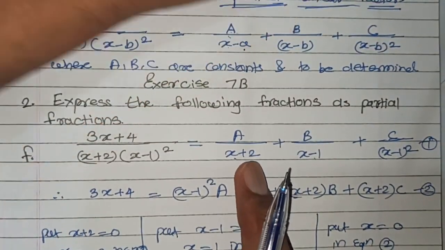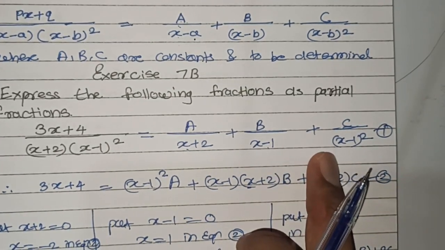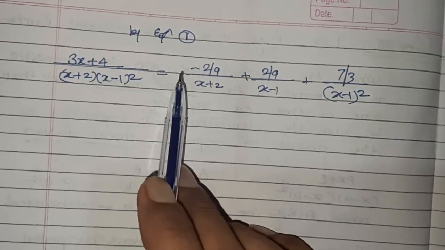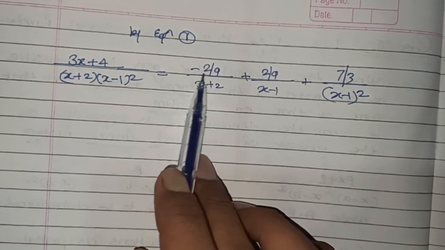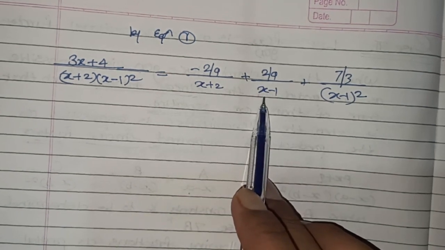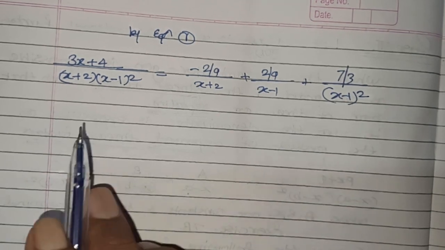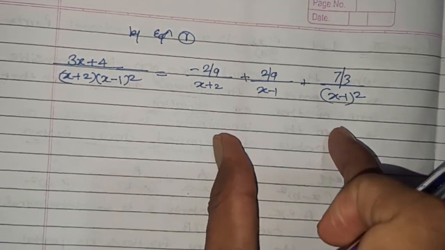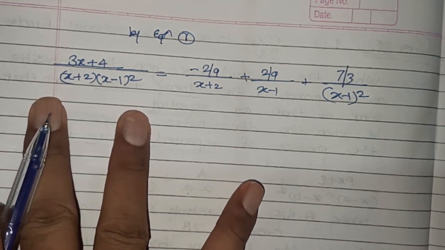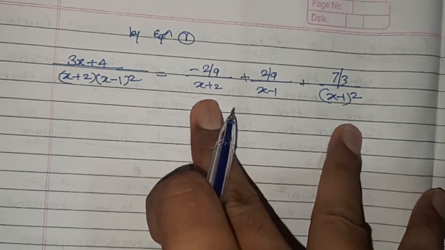Put the values in equation number 1, which is our partial fraction. Okay, as a upon, that is minus 2 upon x plus 2, plus b, that is 2 by 9 upon x minus 1, and c, 7 by 3 upon x minus 1 bracket square. This is our partial fraction. Okay, we converted the proper rational function into partial fractions.